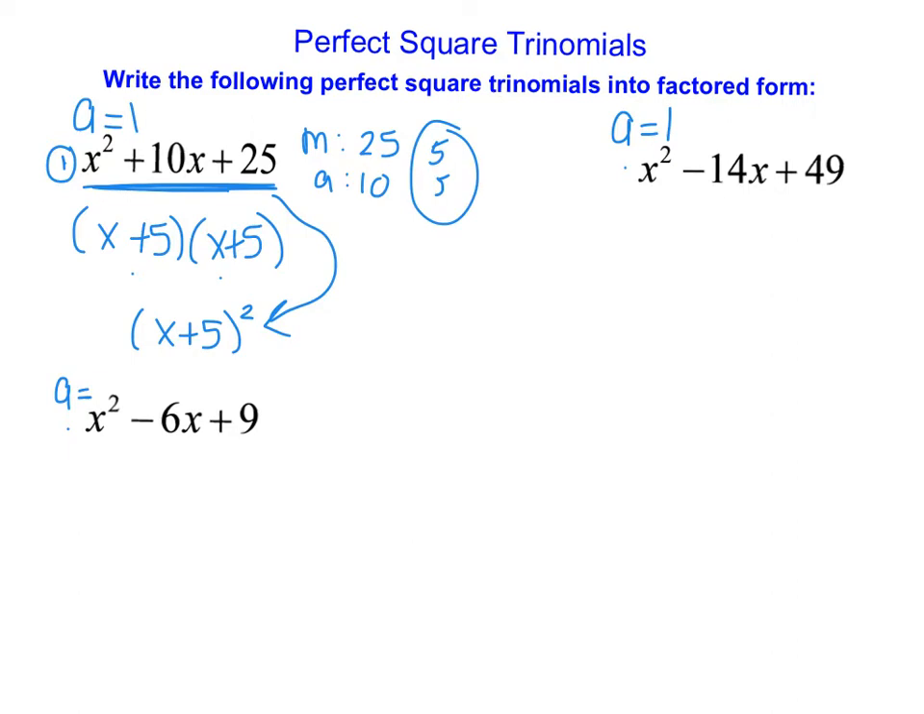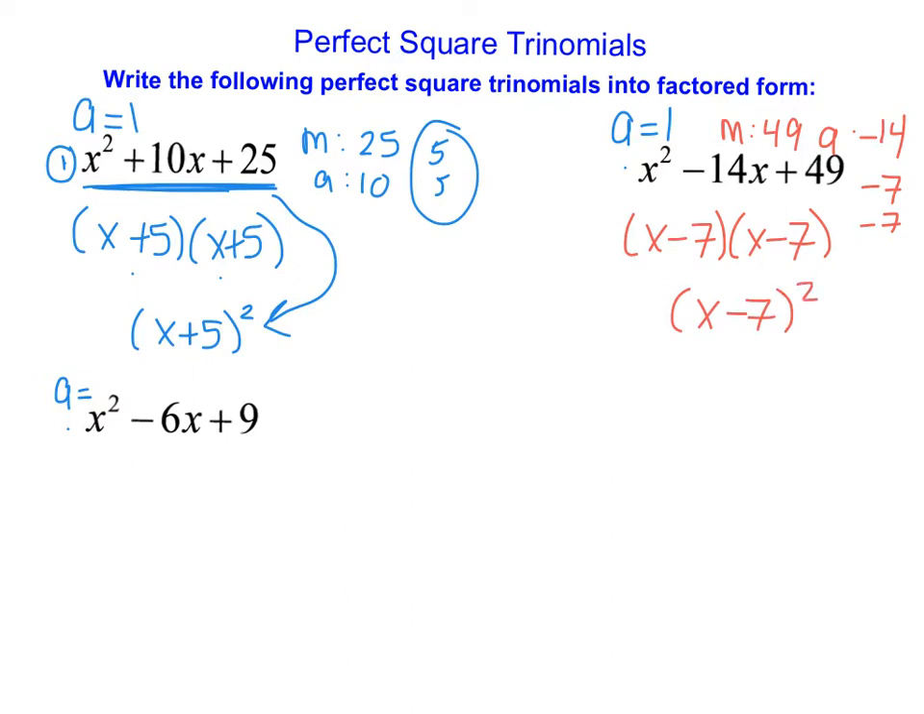Then if I look at this second example here, I need two numbers that multiply to be 1 times 49, which is 49, and that add to be negative 14. Well, hopefully you're already thinking of negative 7 and negative 7, so this can be rewritten as x minus 7 times x minus 7, and since it's the same thing times itself, it can be written as x minus 7 quantity squared.